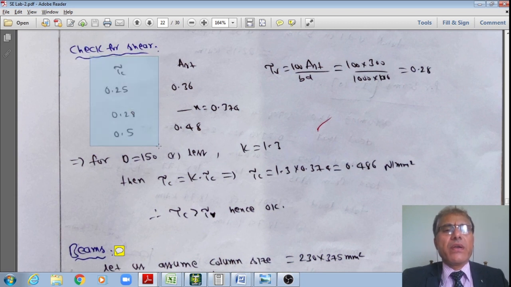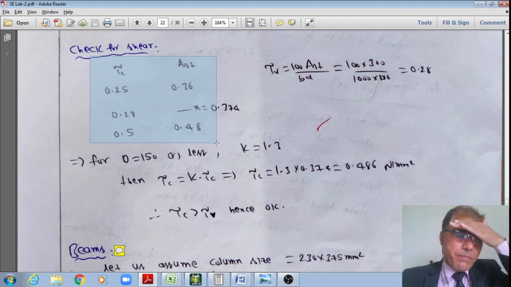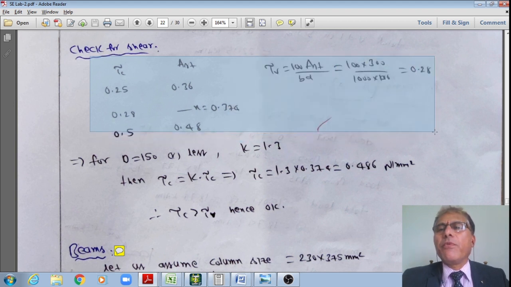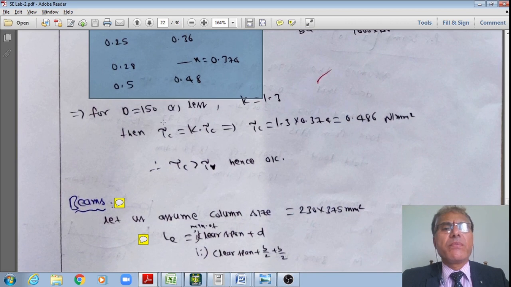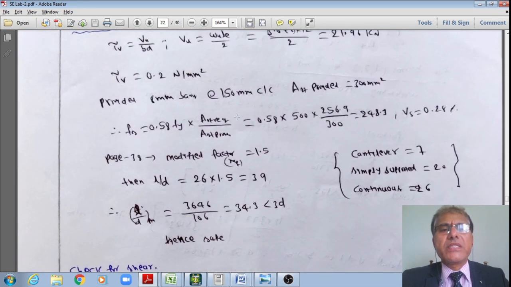Therefore, for PT is equal to 0.25 and PT is equal to 0.5, I do have the tau c value as 0.36 and 0.48. Therefore, for 0.28 PT, this tau c is equal to how much? That now works out around 0.374. Whereas what is the actual nominal shear stress?